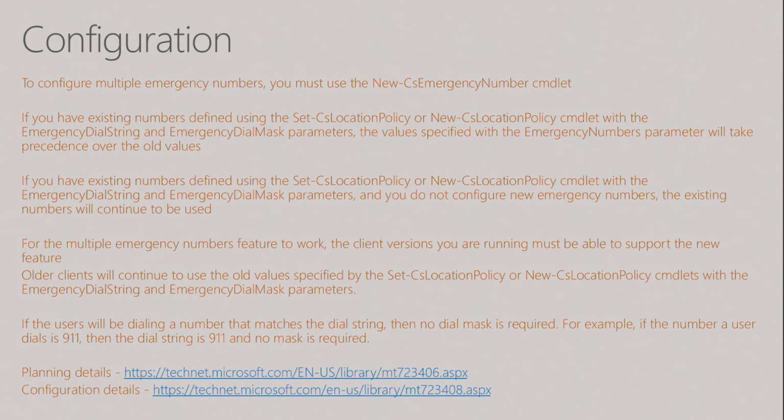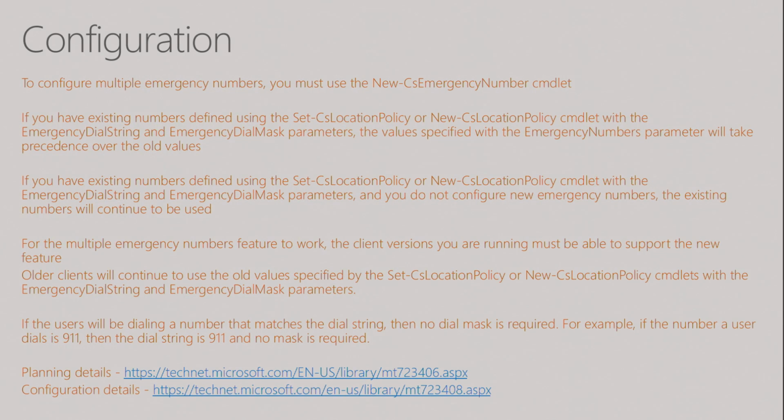I'm already using emergency numbers today, and I want to add more, right? Well, if I use the Set-CsLocationPolicy and I build these new emergency numbers, the values that are specified will take precedence over what was already there. So we'll basically overwrite what was already there. If I don't configure new emergency numbers, meaning I don't use the New-CsEmergencyNumber cmdlet at all, then I'm going to continue using the existing numbers that are there.